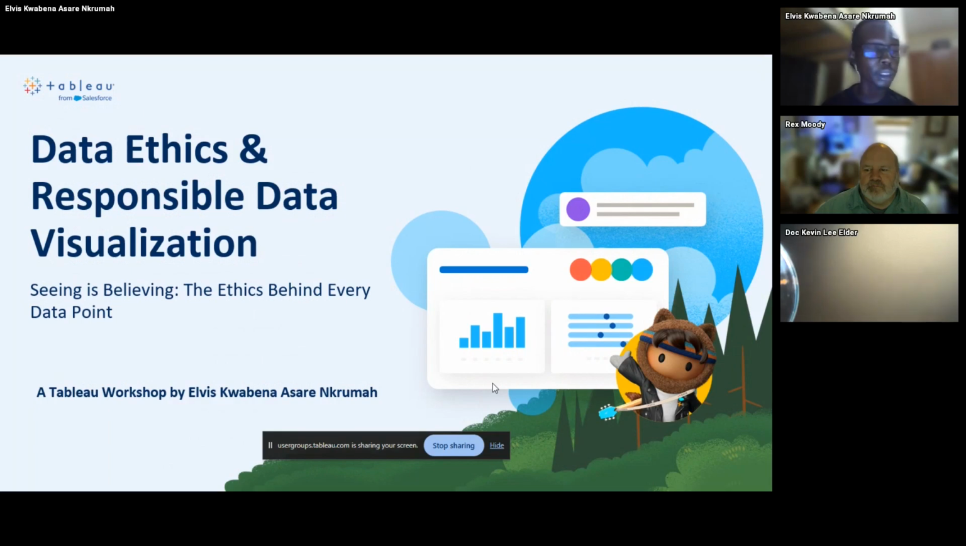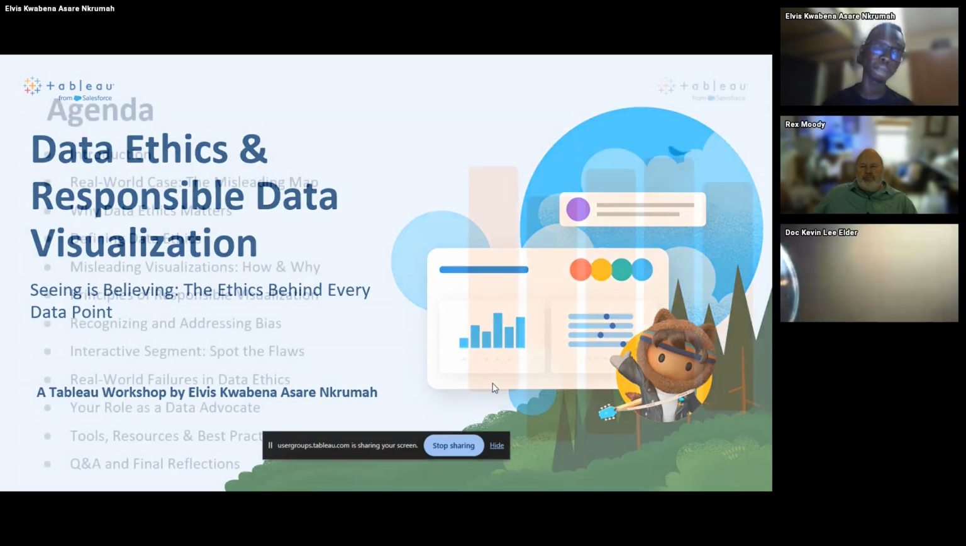But the concept of data ethics is something we have to have at the back of our minds to ensure that we are not just building charts, but we are building charts which communicate based on where the data is from, which give great insights, which reveal the insights the audience should get. And this talk is on data ethics and responsible data visualization. And we believe that seeing is believing and that there is ethics behind every data point.